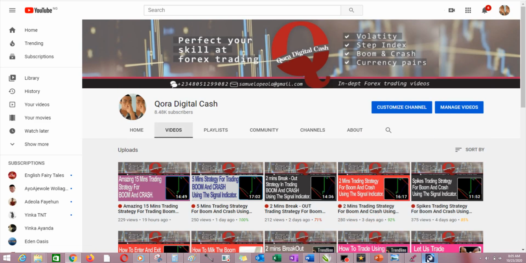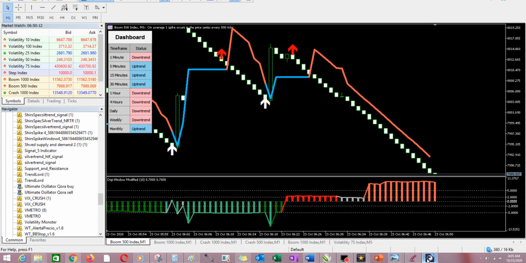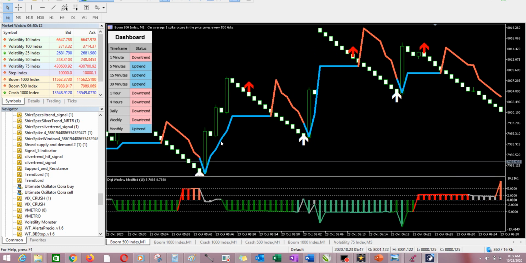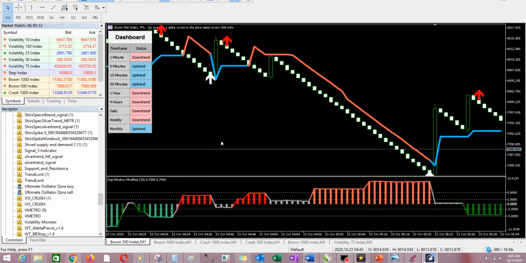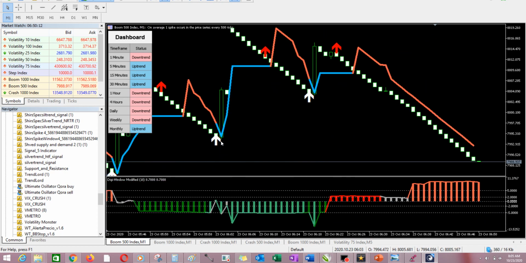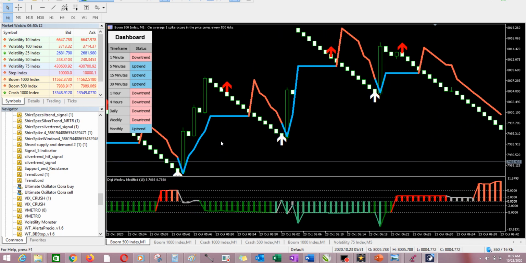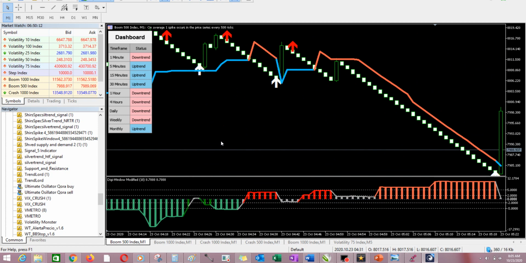Quickly, let's check out what is happening in the market before we go on with today's training. I'll be starting with boom 500. I'm using the crusher indicator for this. For boom 500, it's been on a downtrend for a while. It's more of a downtrend than an uptrend.